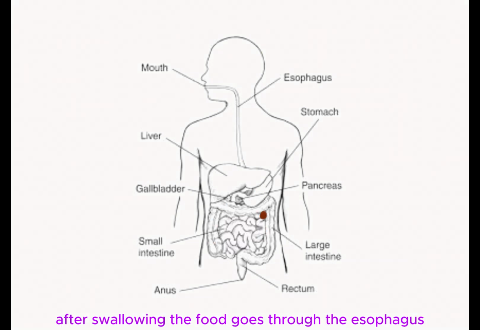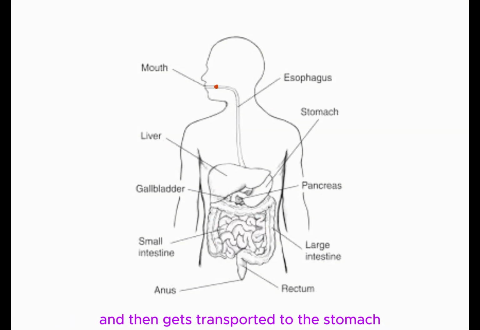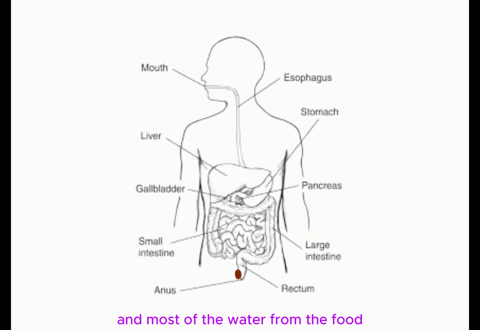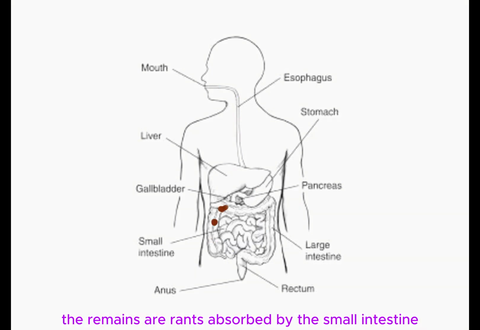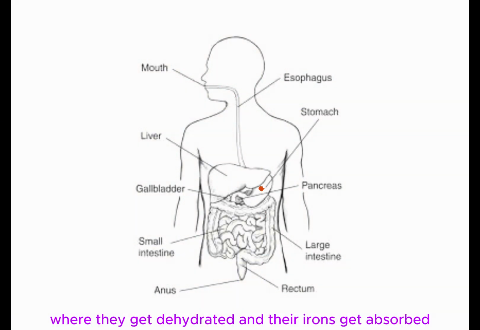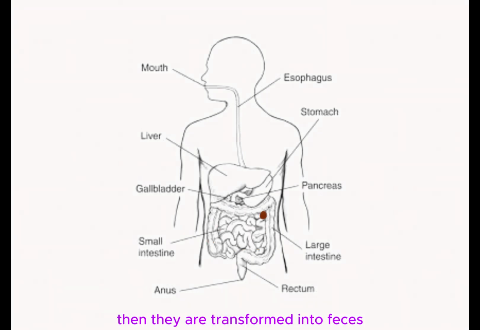After swallowing, the food goes through the esophagus and then gets transported to the stomach where it is stored and churned. Most of the digestion process happens in the small intestine, which absorbs nutrients and most of the water from the food. The remains that aren't absorbed by the small intestine get into the large intestine where they get dehydrated and their ions get absorbed. Then they are transformed into feces, or the waste, that are stored by the rectum before eventually getting expelled by the anus.